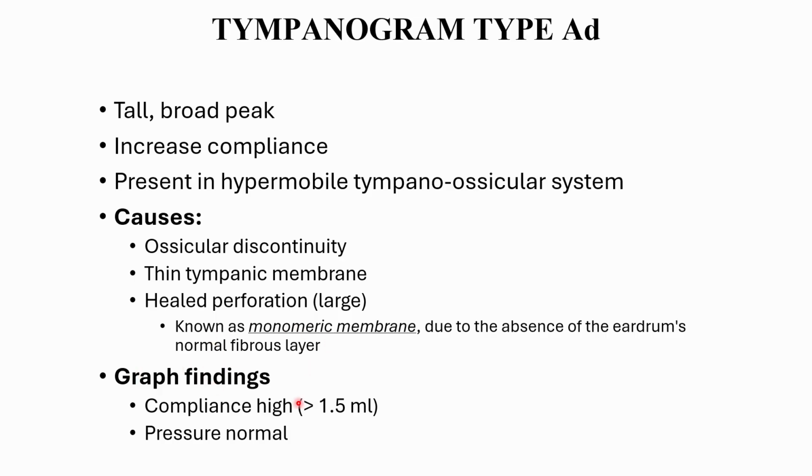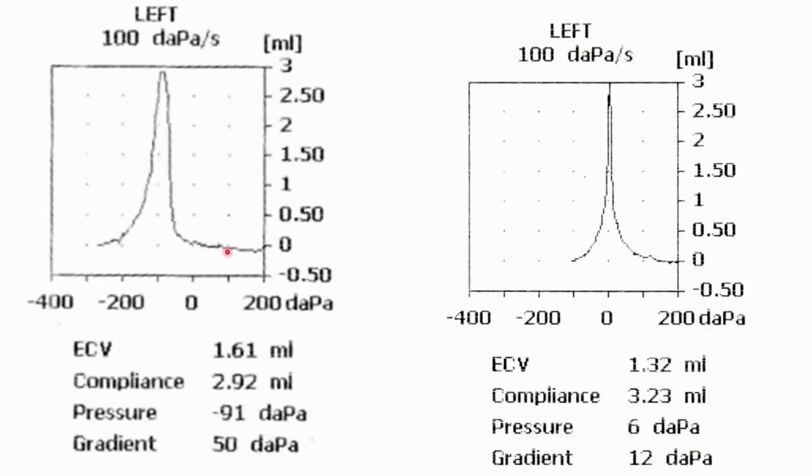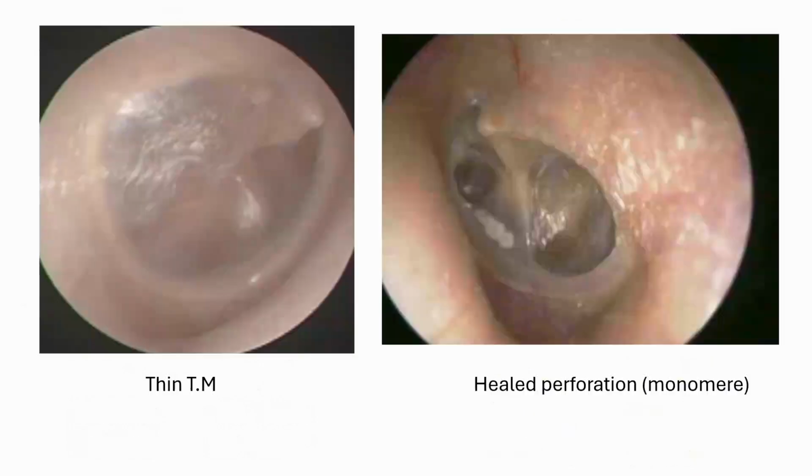And the graph finding will be compliance will be high, greater than 1.5 mL, but the pressure will be normal. Like in here, if you see, the pressure is minus 91 daPa in this picture and 6 daPa in this picture, but the compliance is way above 1.5, around 3, and ECV is also normal. So this is type AD.